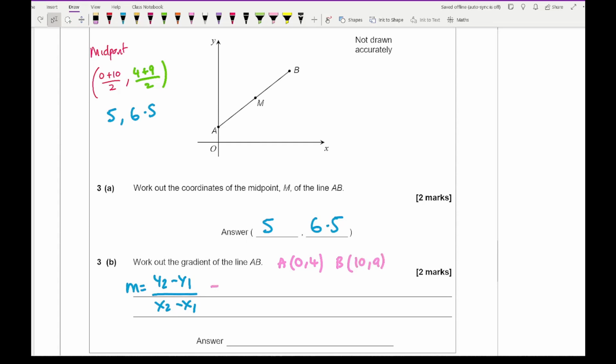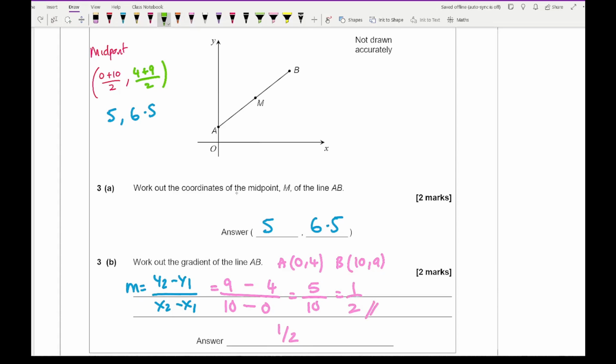So here what I've got is 9 and 10 and 4 and 0. So it's going to be 5 over 10, which is a half. So m equals a positive half, and it is going to be positive because the line is going up.